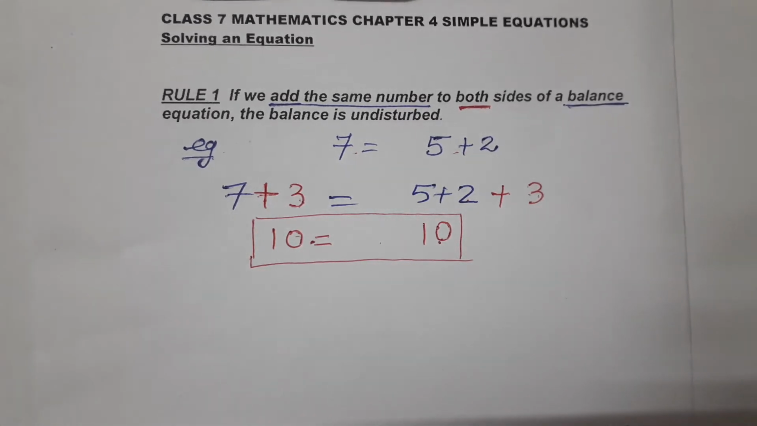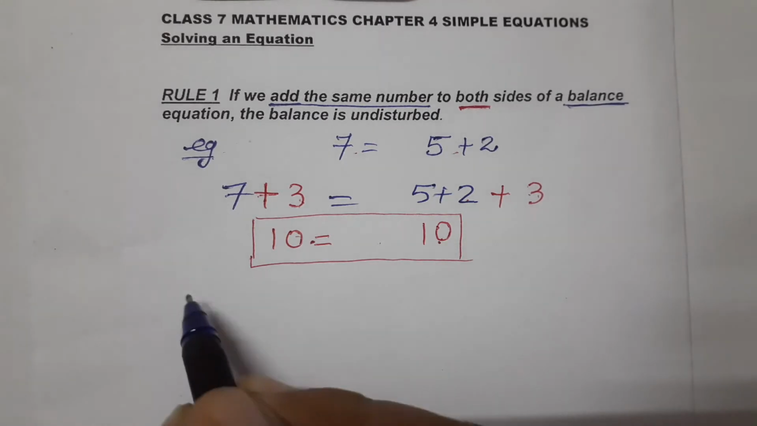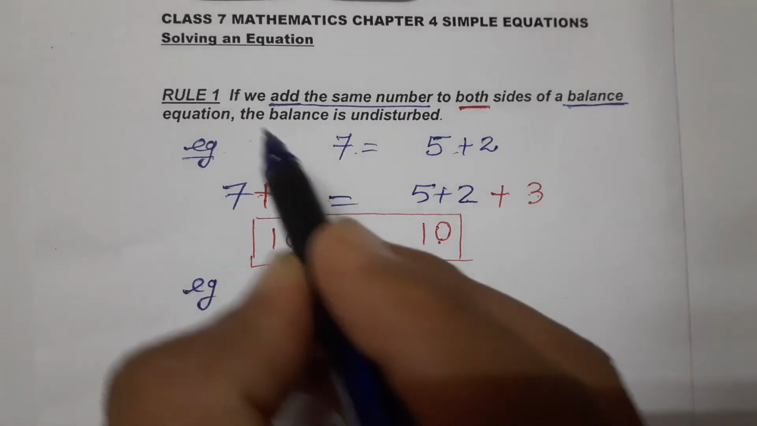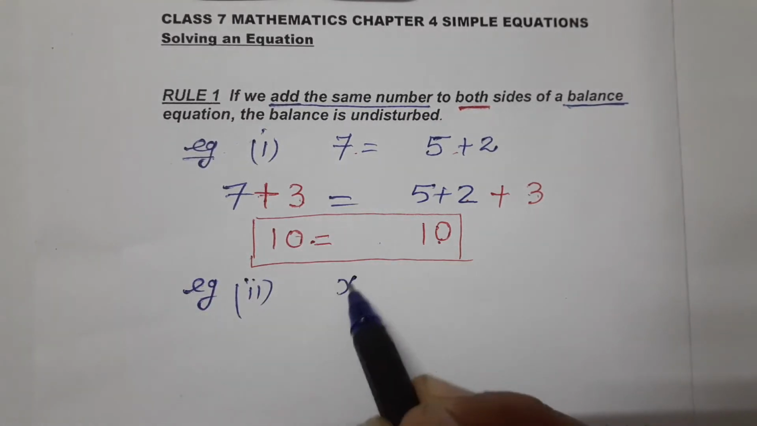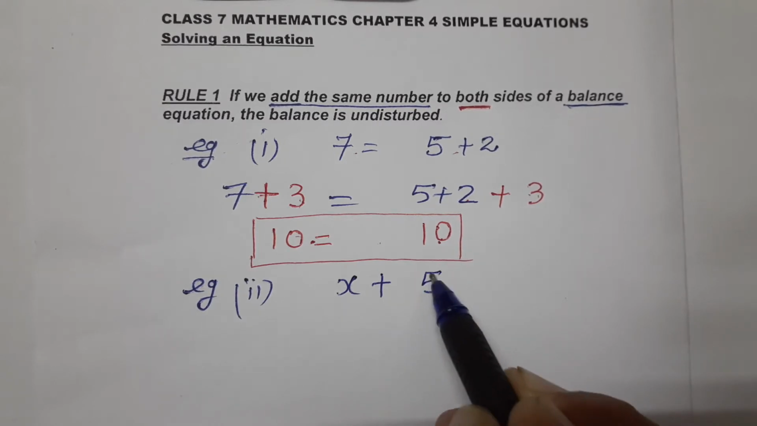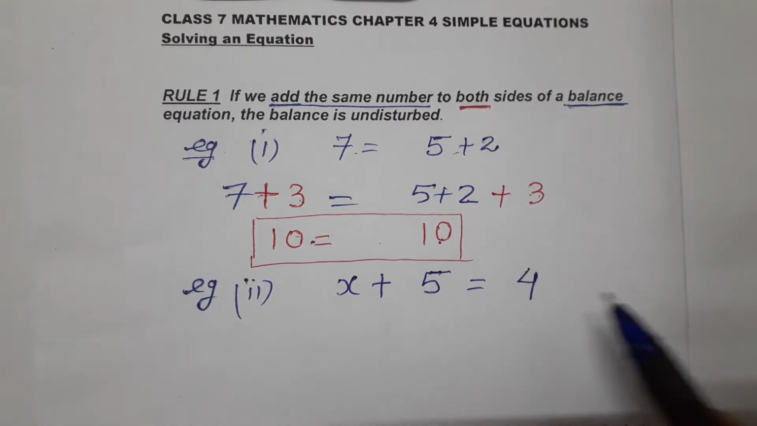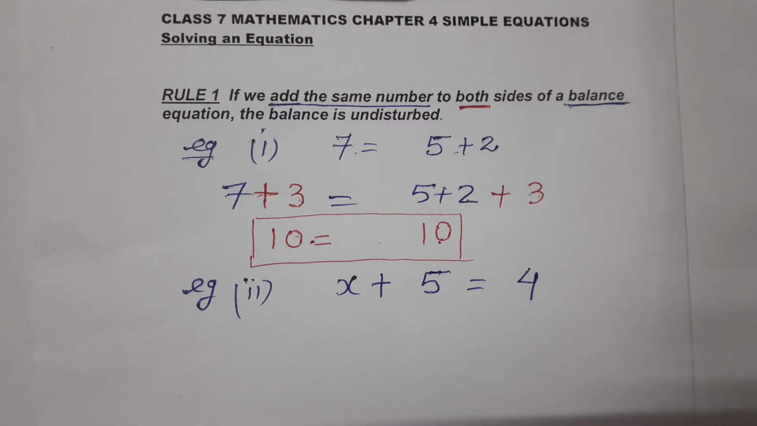So let's see how to solve an equation. We'll take one equation with a variable. Example 1. This is the first example. Suppose x plus 5 equals 4. This is one of the equations. Now we are going to solve this equation with the help of this addition method.